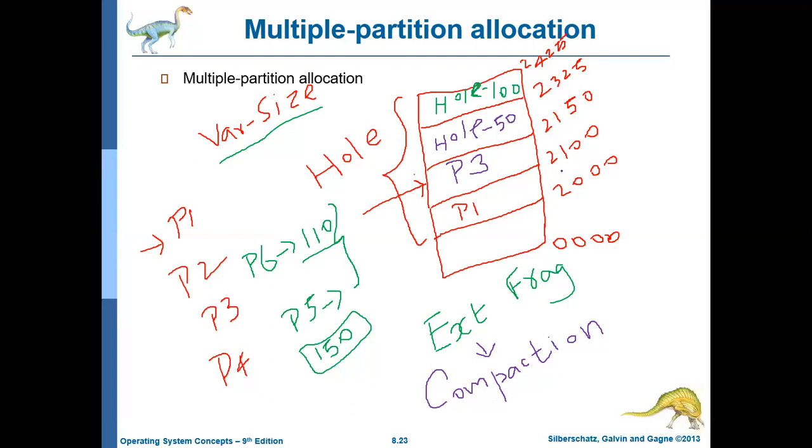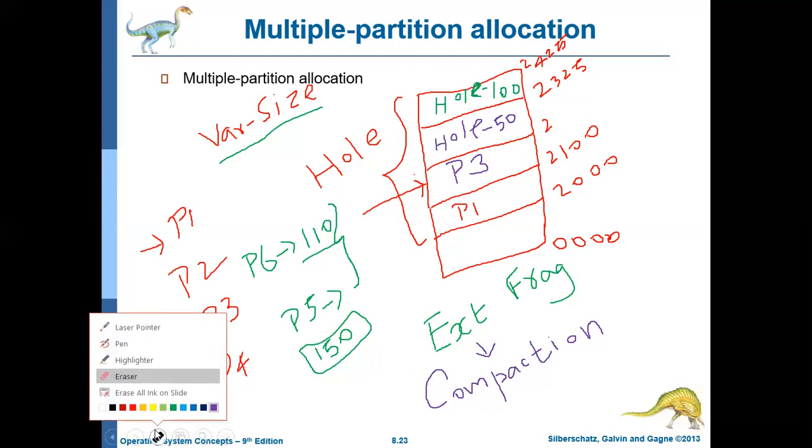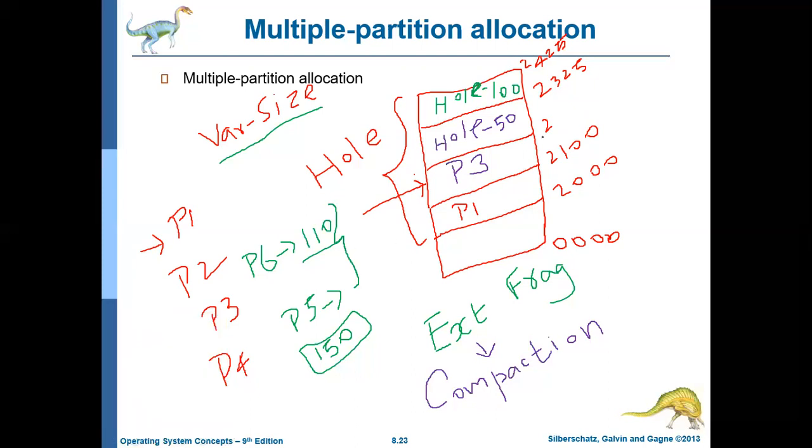Already P1 is occupying up to 2100. So P3 needs 175 MB. That is, it needs up to 2100 plus 175, so 100 plus 175 is 2275. So P3 will be allocated 2100 up to 2275. Okay. And the next 50 MB, that is 2275 to 2325, there will be a hole. And the next 100 MB will be a hole.